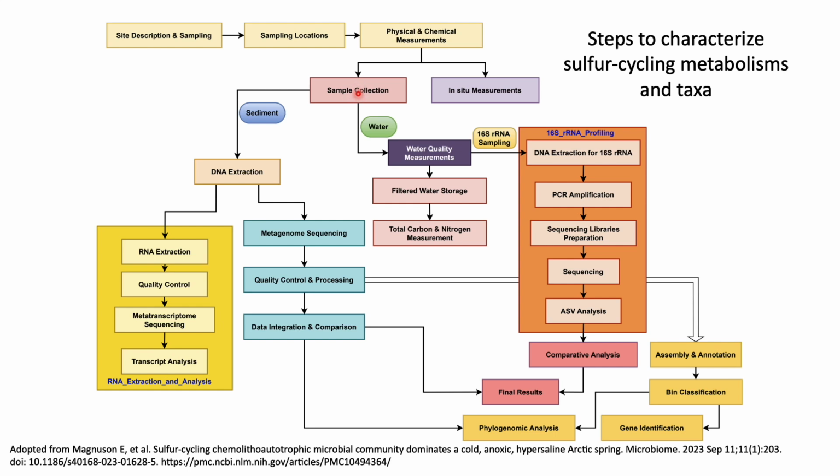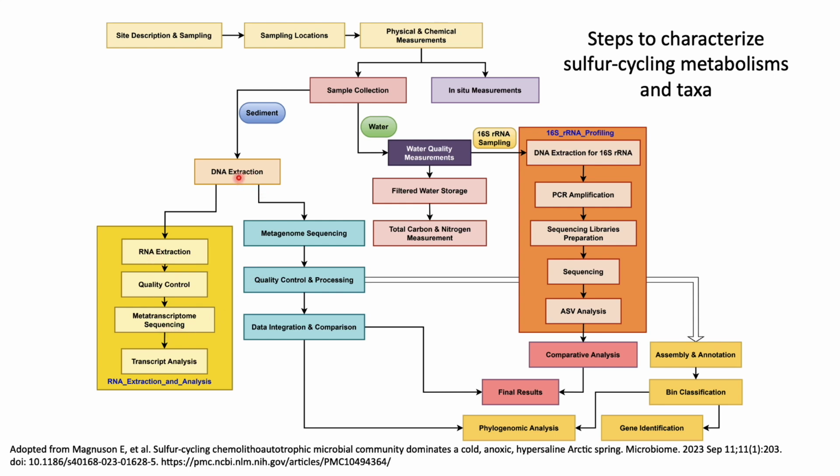And once the sample is collected, there are two types of samples. One is a sediment sample, another one is a water sample. So what happens to the sediment sample? Once the sediment sample is collected, DNA is extracted from the sediments, and after the DNA extraction, it is put to RNA extraction, followed by quality control, then meta-transcriptome sequencing, and finally transcript analysis is carried out. So this is one type of biological analysis.